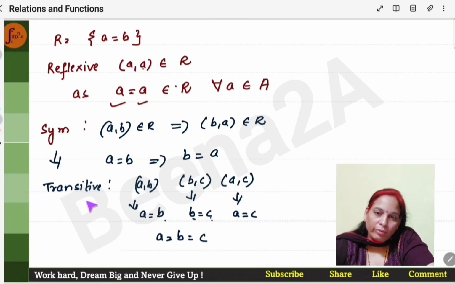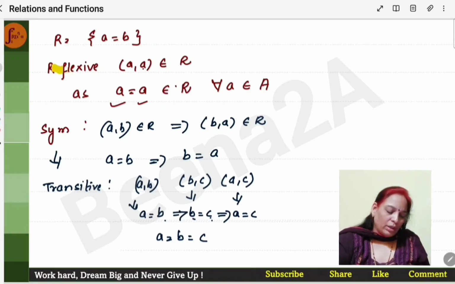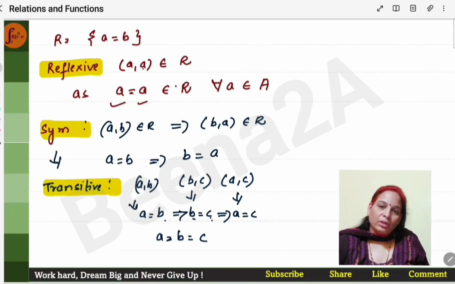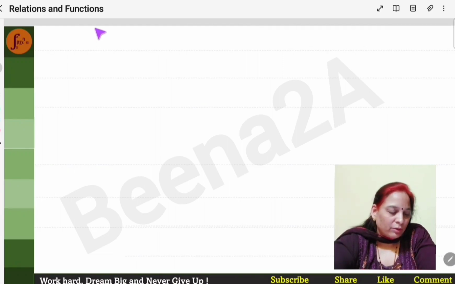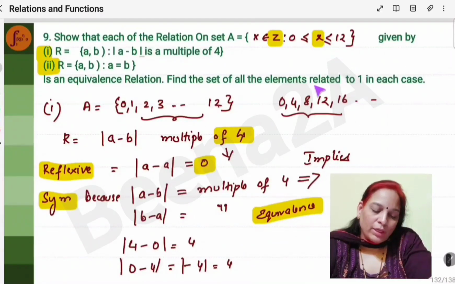So, I can say it is transitive because A is equal to B and B is equal to C implies that A is equal to C. The relation is reflexive, symmetric, and transitive. This is also an equivalence relation. Now, the second part of the question is find the set of all the elements related to 1 in each case. In both of these cases, you have to find elements related to 1.